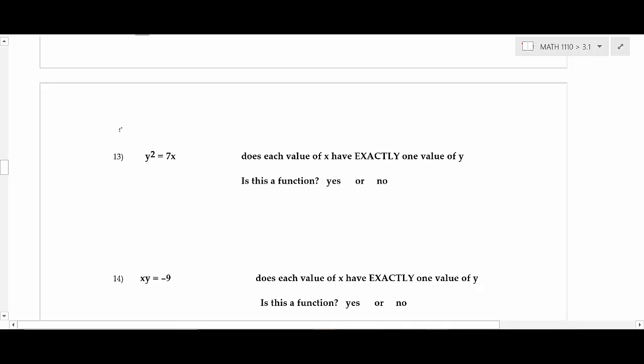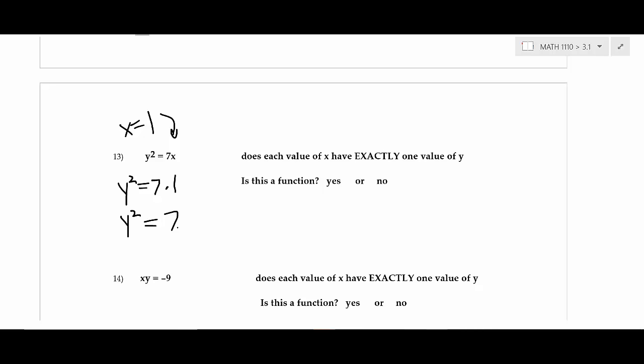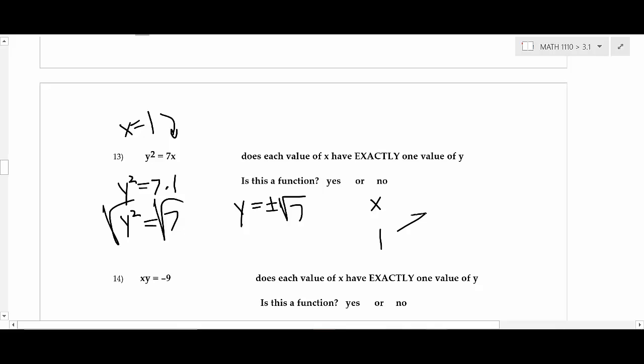Let's just say x is 1. I'm just going to pick a number for x and plug it in. So I would have the equation y squared equals 7 times 1, so y squared equals 7. Tell me how many answers there are to that equation. There are 2. How come? Because when you take the square root of both sides, that introduces the plus or minus, right? So you would end up with y equals plus or minus square root of 7. What we just showed is if x is 1, then we have 2 different answers: root 7 and negative root 7.